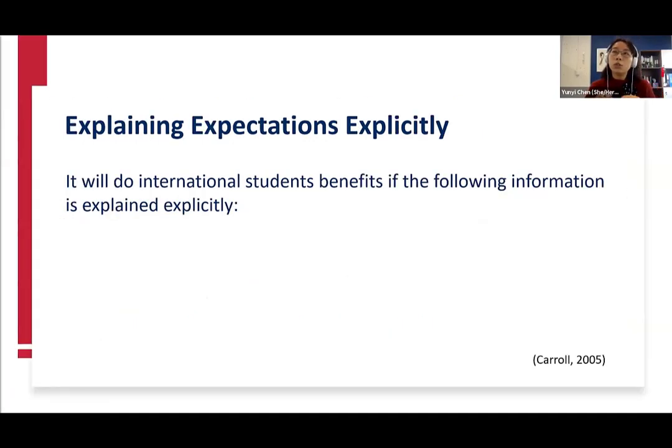So another thing is to be explicit about the expectations. It's helpful for us to understand what international students struggle the most with in their studies. Based on research, it will do international students great benefit if the following information is explained clearly. The first is teaching methods: how we teach, what the ground rules of the course are, how we expect students to learn, and why it is important for them to do activities if we're using active learning strategies.